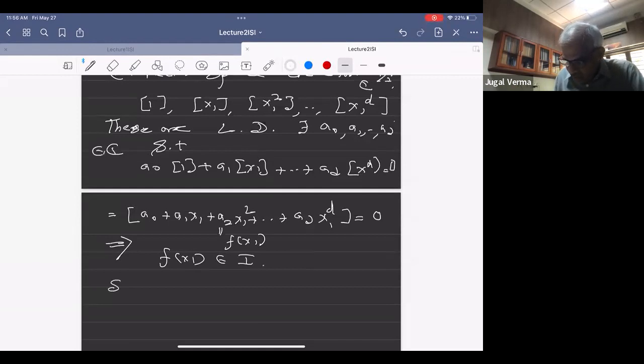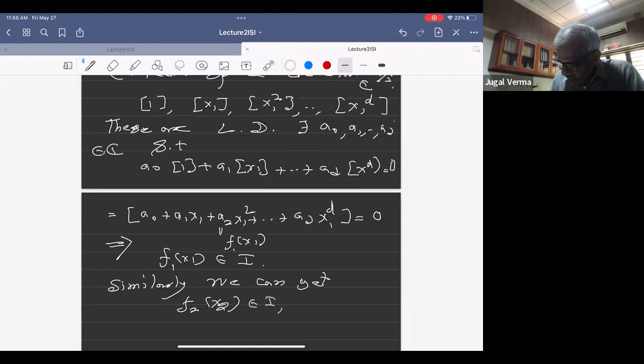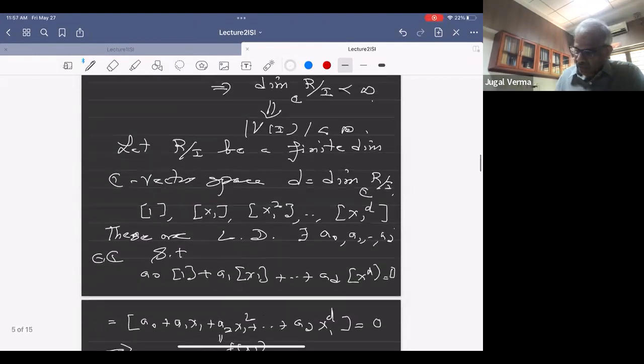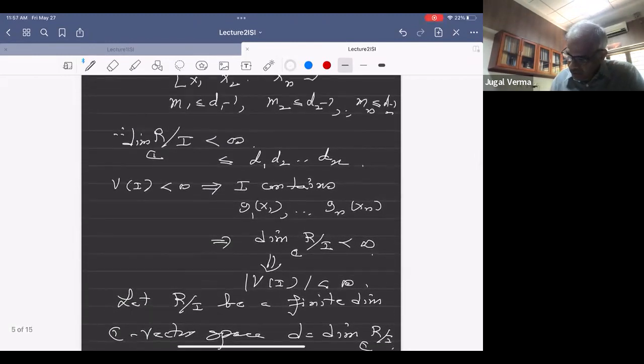So similarly, we can get other polynomials f2(x2) by looking at the powers of residue classes of x2, x2 square, etc. I can get a polynomial in x2 in I, and so on. So I have proved this part. If the dimension of R mod I is finite, then I contains a polynomial in x1, a polynomial in x2, a polynomial in xn.